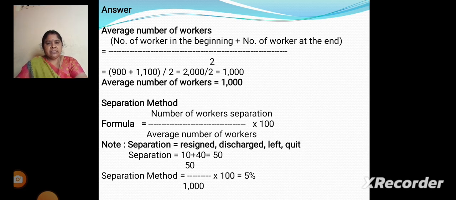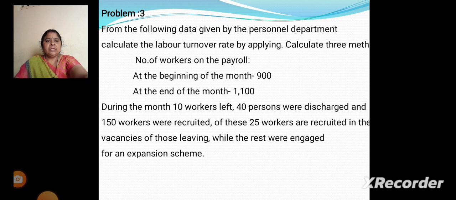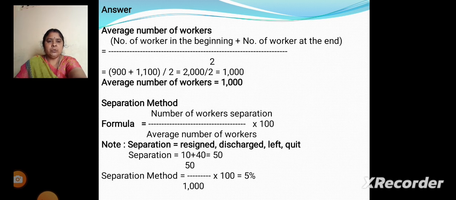Then the first method, separation method. Under separation we write the formula: number of workers separated divided by average number of workers into 100. Separations include resigned the job, discharge and left. The problem is given: 10 workers left, 40 workers were discharged. We have to add 10 plus 40 equal to 50. This is called separation of the workers. So separation method equals number of workers separated divided by average number of workers into 100. 50 by 1000 into 100 equal to 5%.